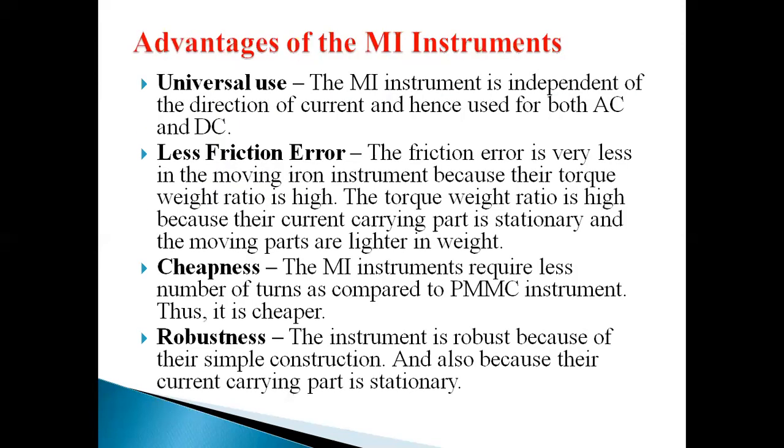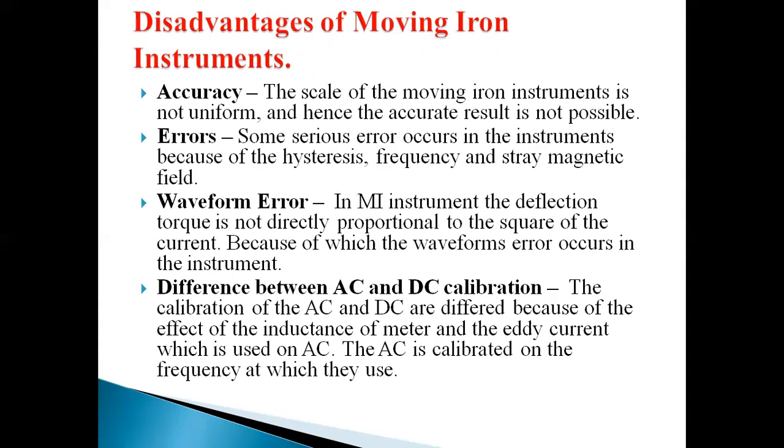Coming to the advantages, these are of universal use. It's nothing but meant for both AC and DC. And second thing is less friction error. And third one is cheapness. And fourth one is robustness. And disadvantage, high accuracy is not possible and it's not that much accurate. Regarding errors, we may have some hysteresis, frequency, and stray magnetic field errors. We can also observe some waveform errors in the instrument.